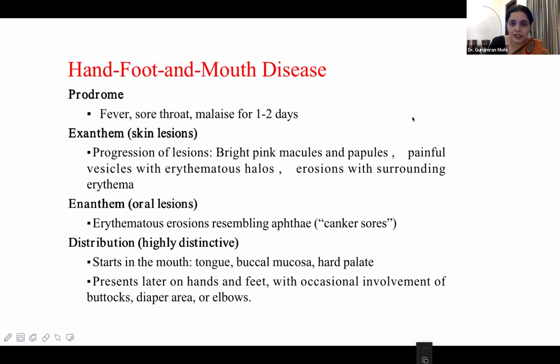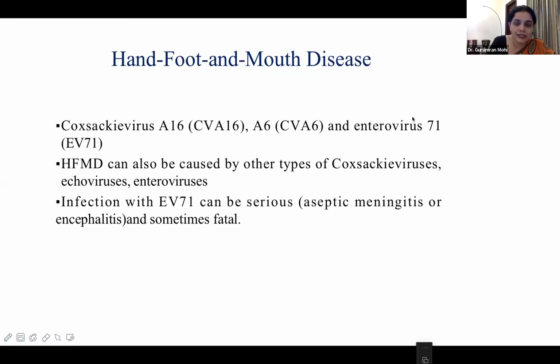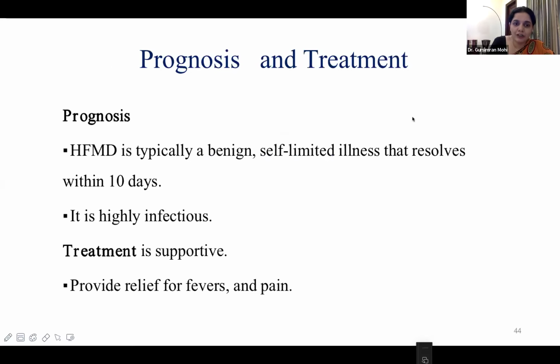In the prodrome, the patient initially has fever, sore throat, and malaise, and eventually the patient will have lesions on hands and feet, and occasionally the lesions will be seen on the buttocks, elbows, and knees also. The causative agents of HFMD are Coxsackie A16, A6, and Enterovirus 71. There are various other strains also, but these are the most common. If the patient has Enterovirus 71, we need to take into account that this may cause aseptic meningitis or encephalitis. Otherwise, it is a self-limiting disease.